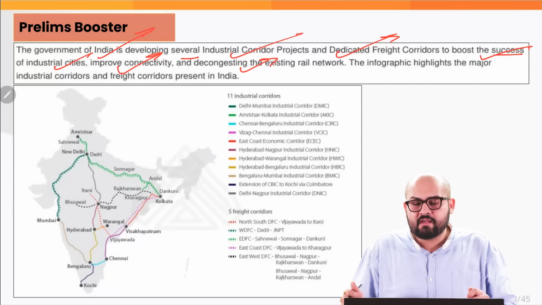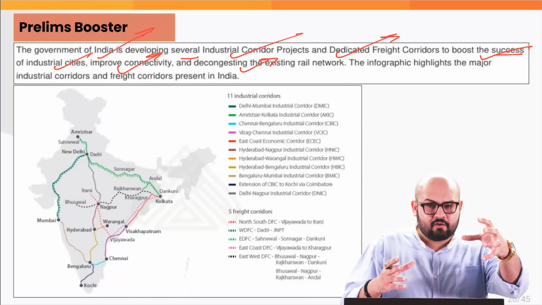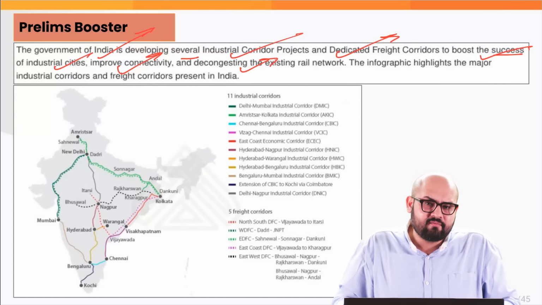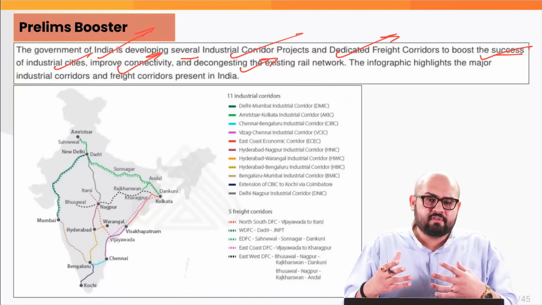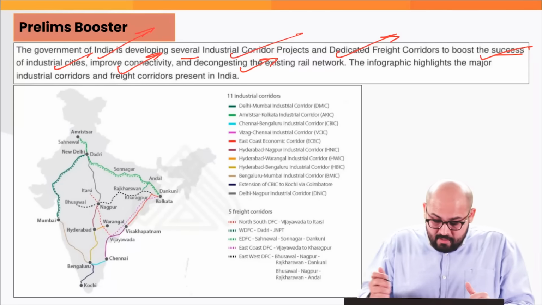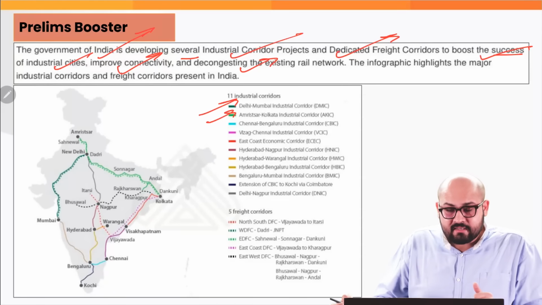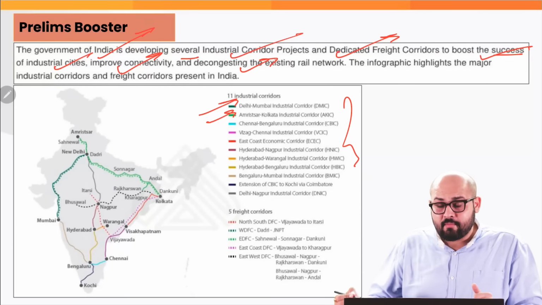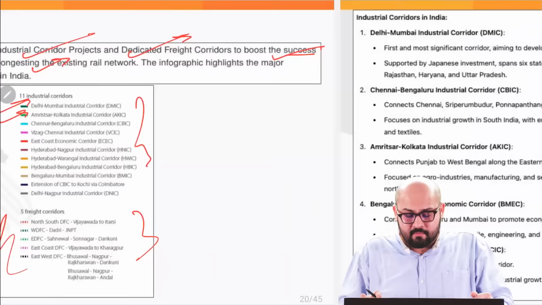So what we are trying to say is that we are actually having a symbiotic relation with respect to the industrial corridors and these dedicated freight corridors. So we are trying to basically make sure that there is synergy with respect to these 2 projects, right? So you can just see we have Delhi-Mumbai Industrial Corridor, we have Amritsar-Kolkata Industrial Corridor, different industrial corridors and economic corridors are there. And then we have got freight corridors which are mentioned in this particular map.